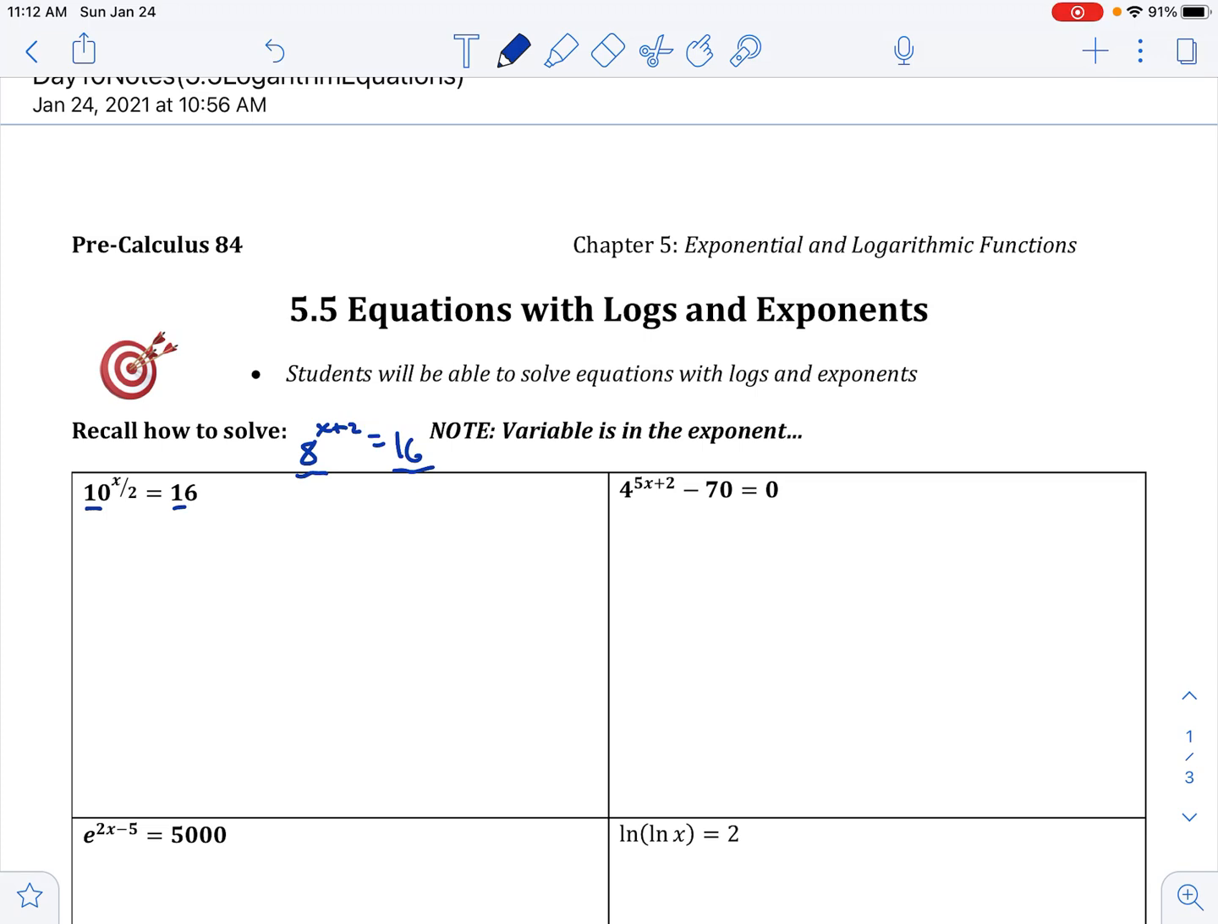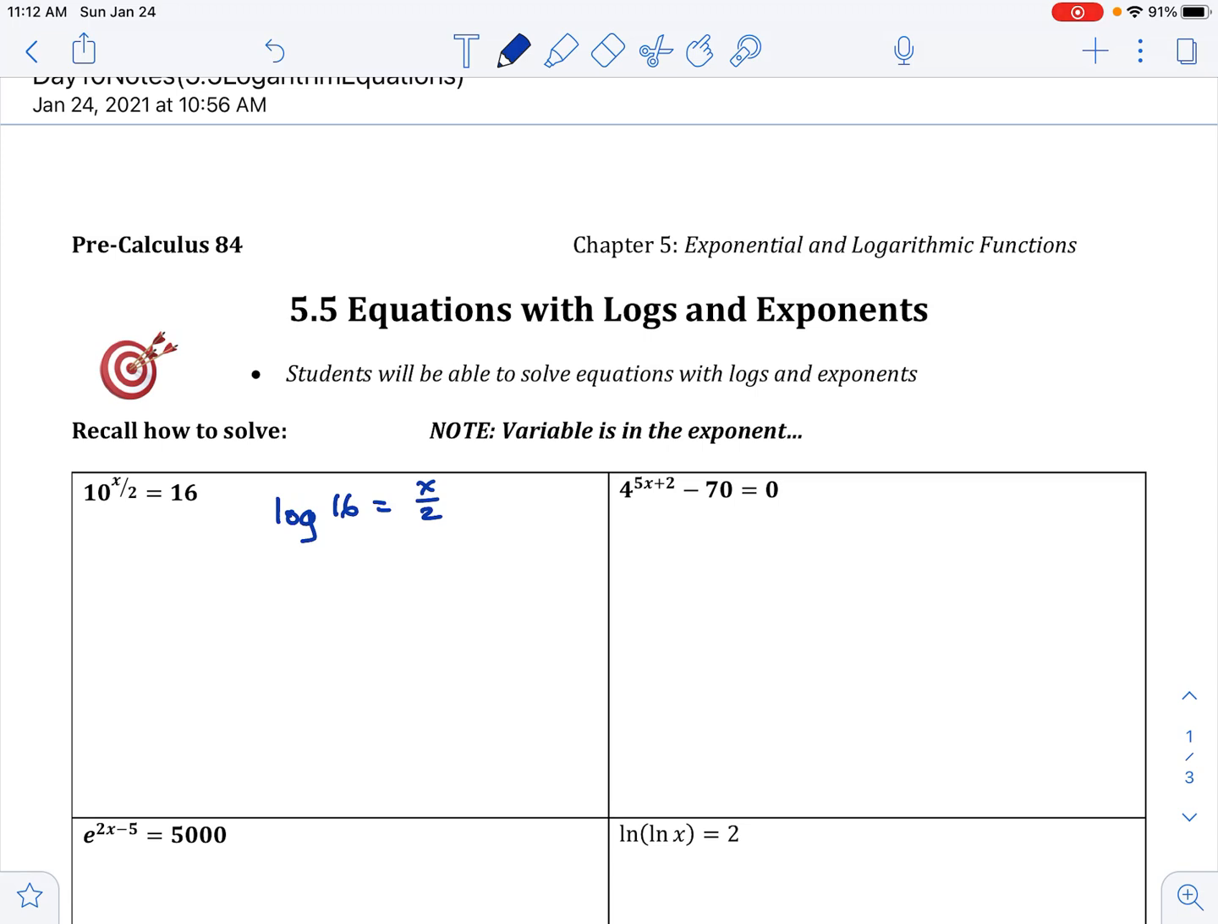So now I am going to use that concept that I've talked about before, and that is I want to rewrite it into log form. Anytime you're not sure what to do, try that method. So I'm going to change it to log base 10, and I don't have to write the 10, is equal to x over 2.